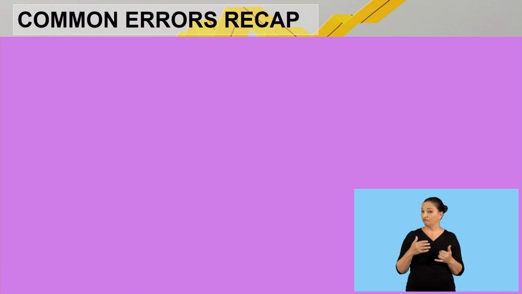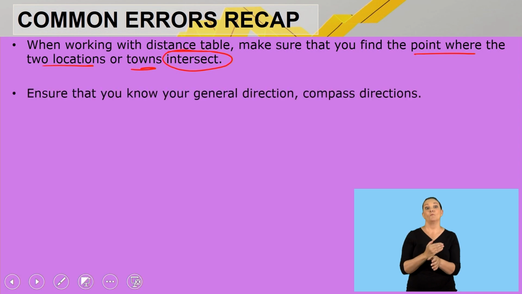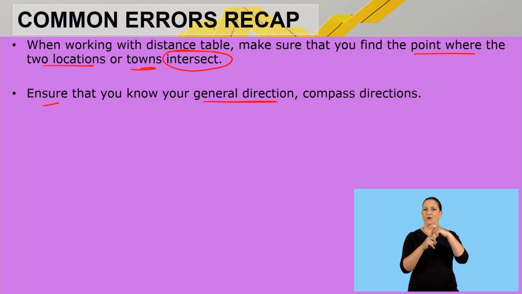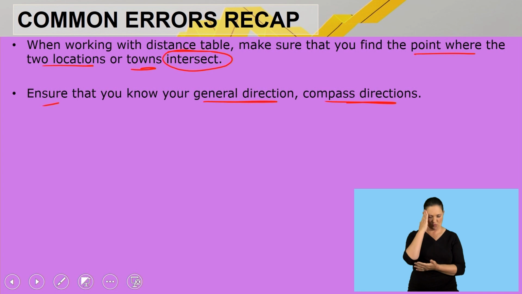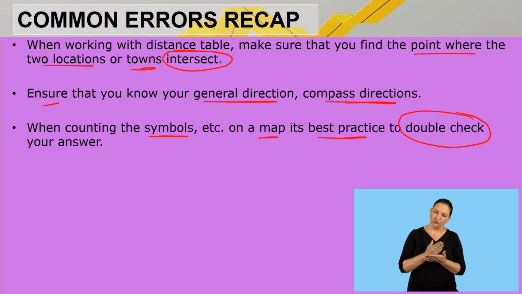Now I would like to point out some errors that I want you to avoid, or things you should be mindful about. When working with distance tables, make sure that you find the point where the two locations or towns intersect, where they meet. Take time, make sure you work with the correct places before you answer the question. Ensure that you know your general direction, the compass direction that we are referring to. Also, when counting symbols on a map, it's always best practice to double check your answer. Go and count again.